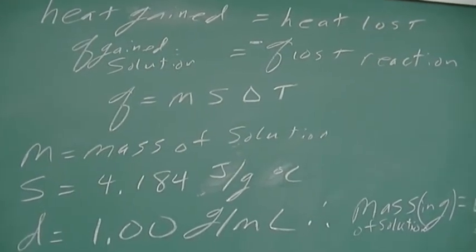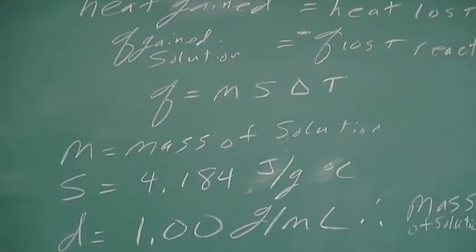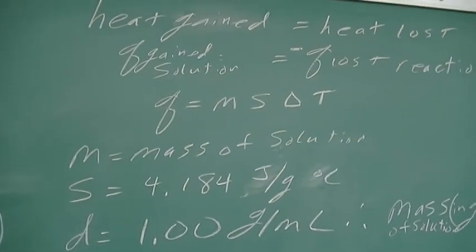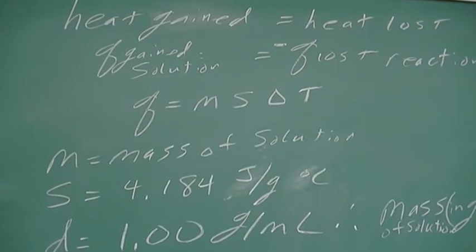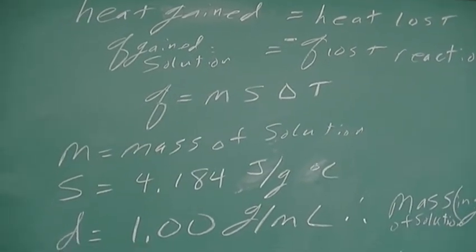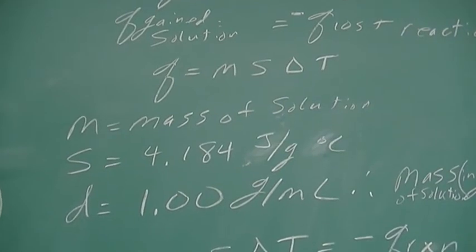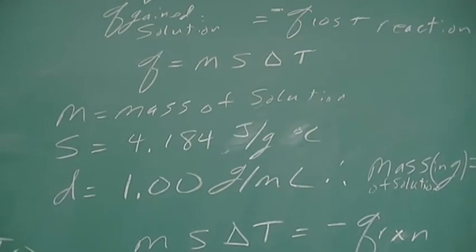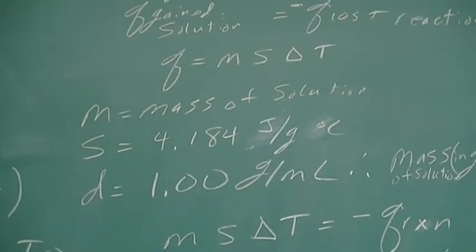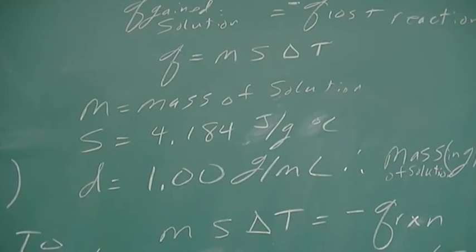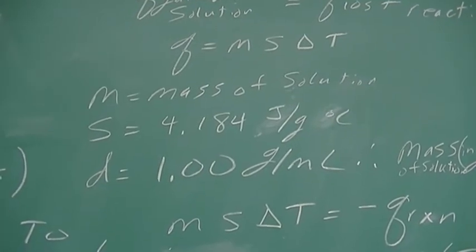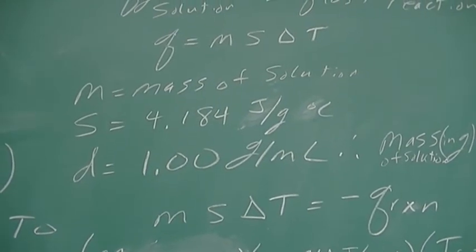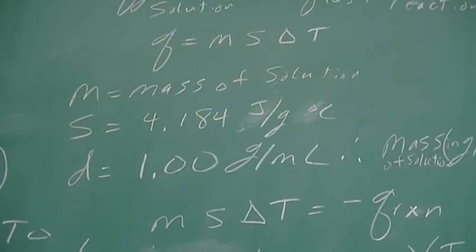To find that value for Q, we're going to take ms delta T. Your Q is your heat in joules, m is your mass in grams, s is the specific heat, and for these solutions the specific heat is 4.184, the same as it is for water. The concentrations of our acid did not change the specific heat of the solution. Your delta T is the change in temperature, temperature final minus temperature initial.